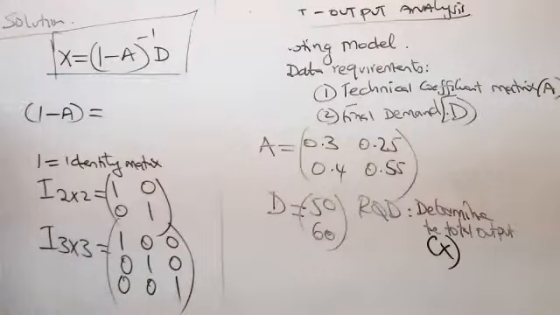That is it. It's called what here? An identity which is 3 by 3.